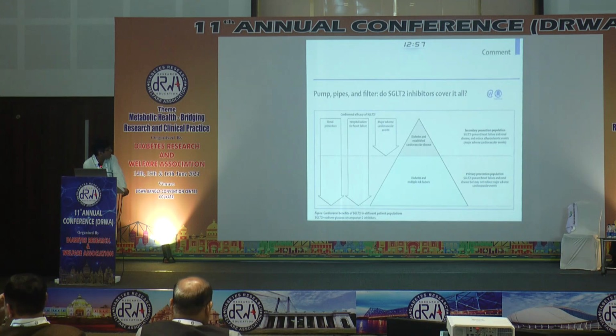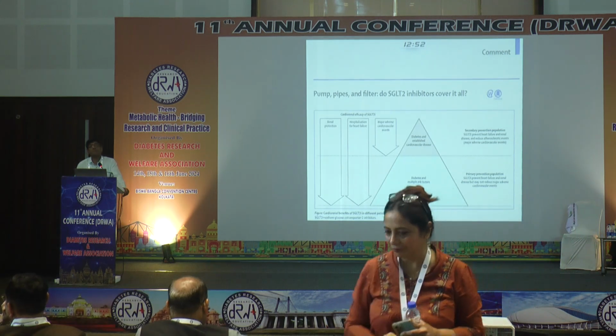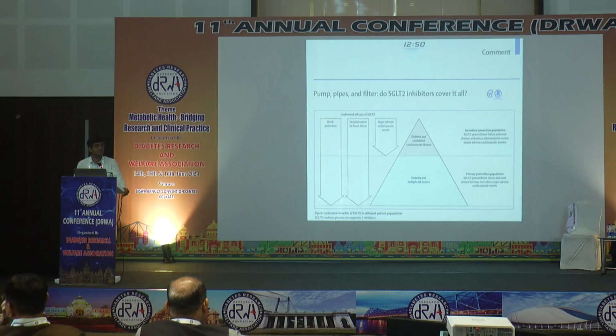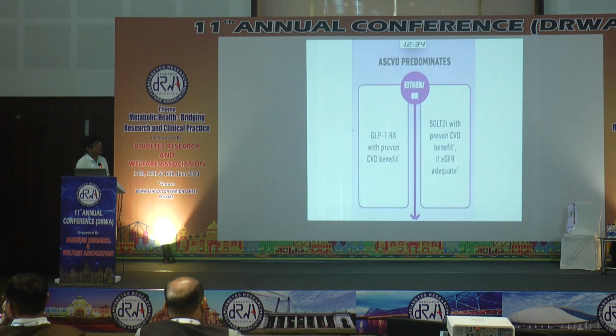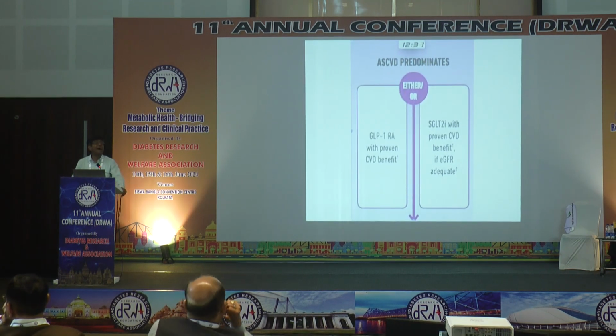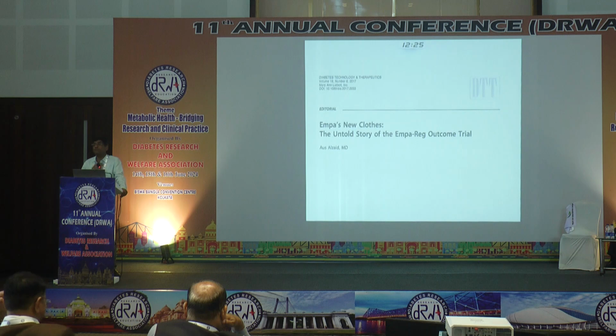And then they said, as far as the pump and the filter are concerned, it works all through, whether it's primary prevention or secondary prevention. But when it came to the pipes, it did not work in all. And this is the guideline, the holy grail of management of type 2 diabetes. And if ASCVD predominates, this is what the guideline tells you. You use either a GLP-1 receptor agonist or you use an SGLT2 inhibitor. So this is what we have been taught.